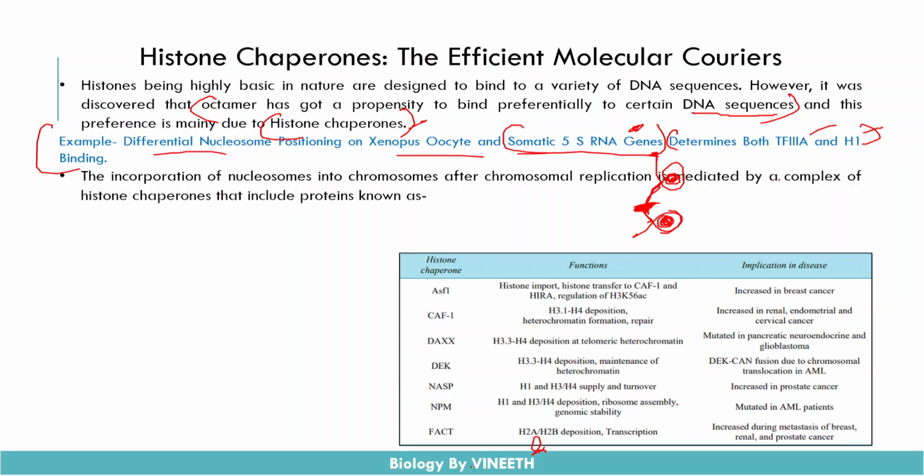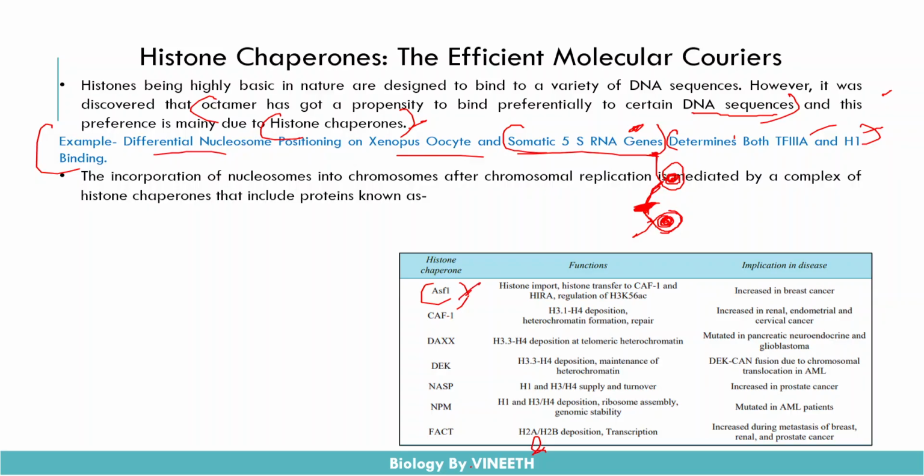Not only transporting, importing and depositing, they also add acetyl groups, and they are also involved in gene regulating activities. We have a lot of different histone chaperones here. I have only discussed around 7 to 8 chaperones in this lecture, but there are many more inside the nucleus, and some are still under investigation.